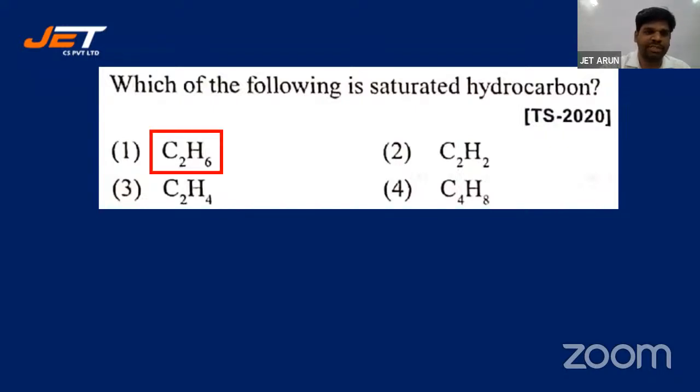Okay, I'll reveal the key. It's 1, C2H6, CnH2n plus 2. 3 is CnH2n. 3 is an alkene, not an alkane. It's not saturated. All right, the ones who have gone wrong, please correct yourself. All right, let's go for the next one.